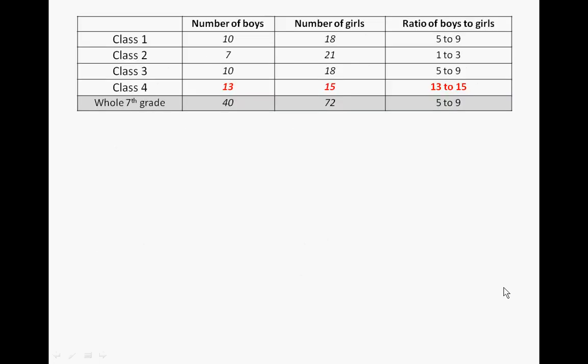All right, so this is what you should have come up with. If we know that we have 40 boys in the whole 7th grade, then the difference here would be 13. And if we had 72 girls in the 7th grade, then the difference here would be 15. And our ratio of boys to girls would be 13 to 15. Again, kind of hard to tell whether this is the same or different to the other ratios.